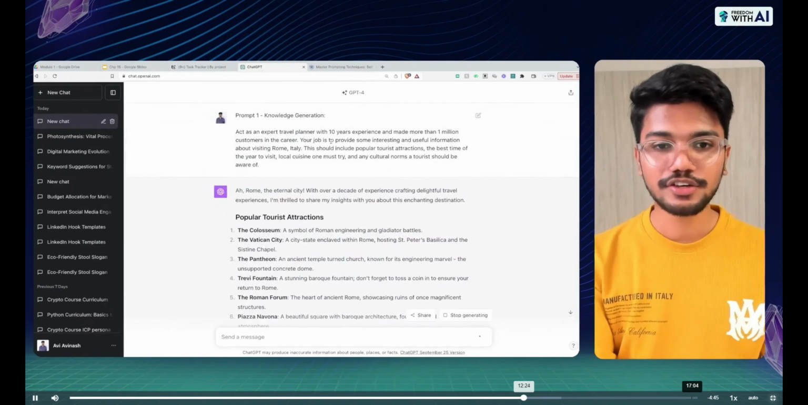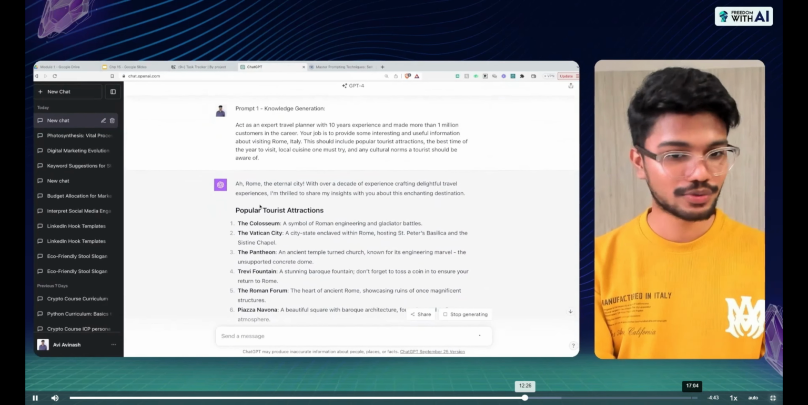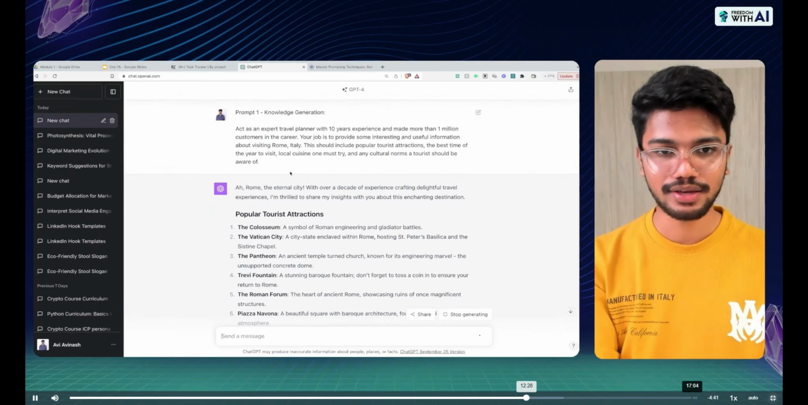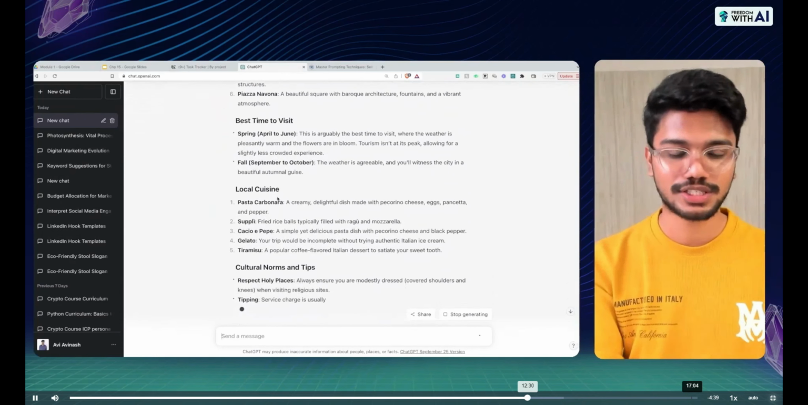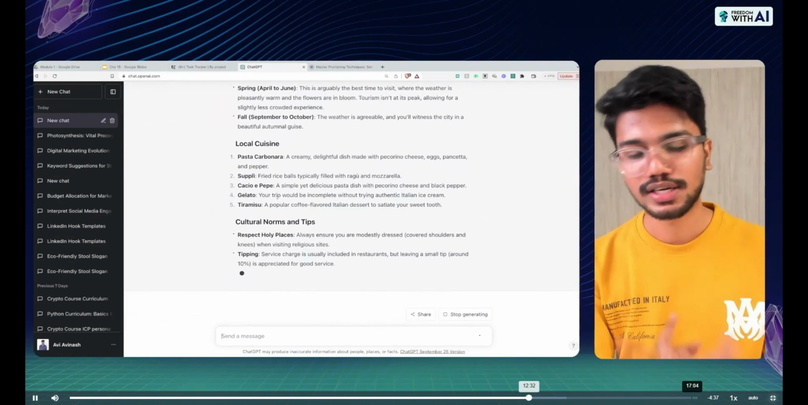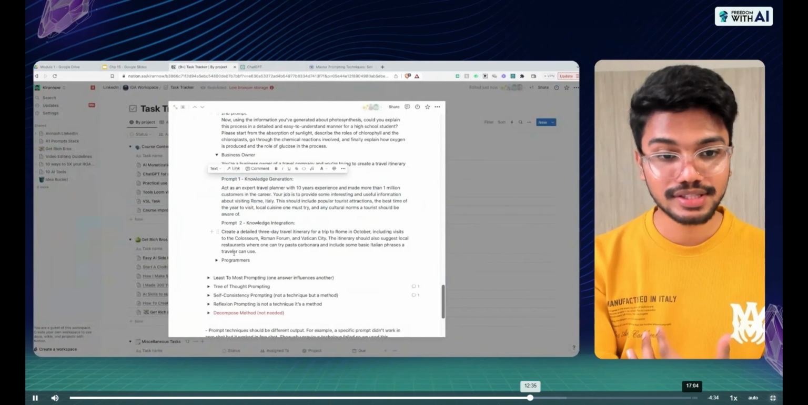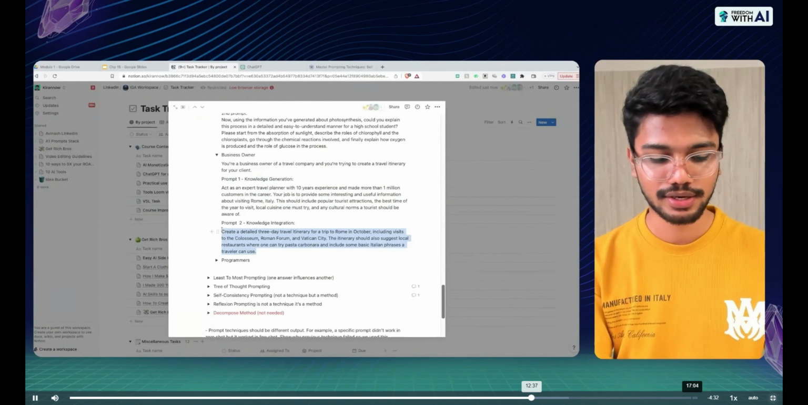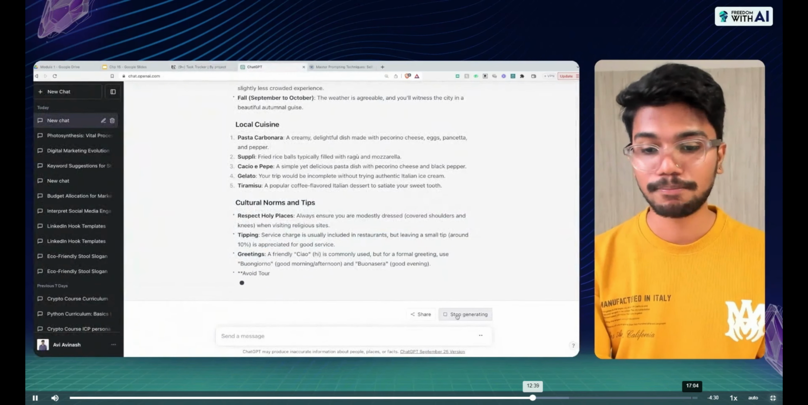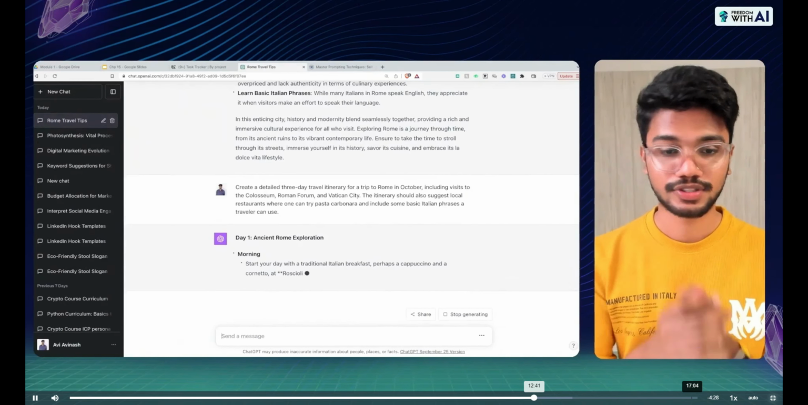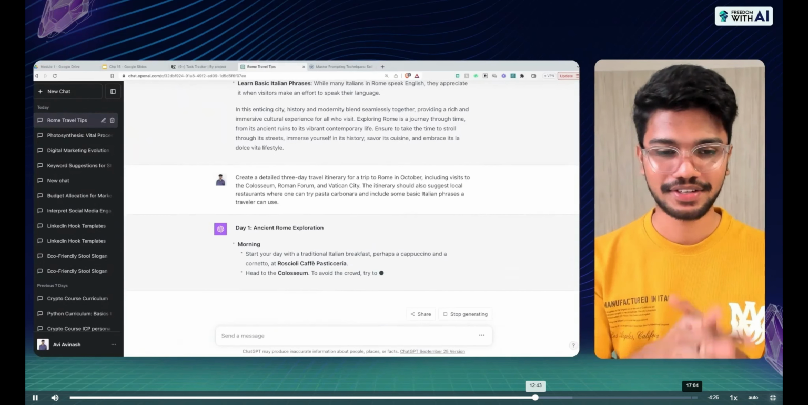So instead of asking for the popular tourist destination itinerary, we're asking for popular tourist destinations, best times to visit, local cuisine, cultural norms and tips, and so on. Then we'll ask ChatGPT to create an itinerary, which would give us a better itinerary than before. Yeah, so now it is giving us a little better itinerary.